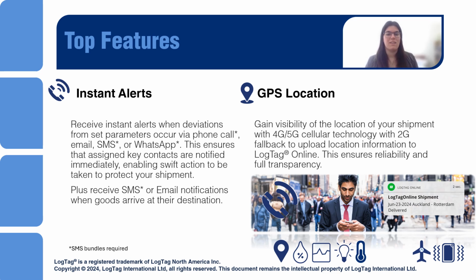You can also get GPS location data from the LT5GEO, as we've already mentioned, but this is really important because it gives you a visibility of the location of your shipment. It's got 5G and 4G cellular network technology, and it's also got a 2G fallback to make sure that it's always going to be within range if there is a cell tower nearby, and able to upload that information that it's been recording to LogTag Online. This ensures its reliability.